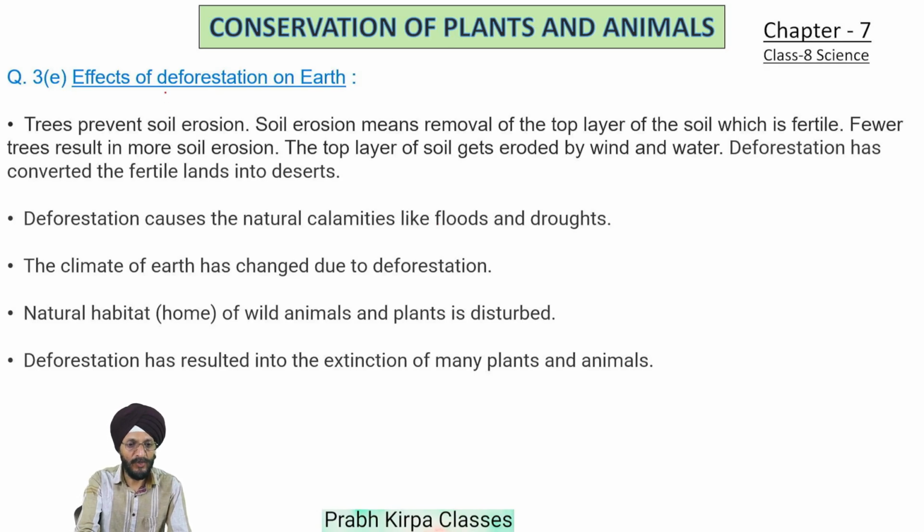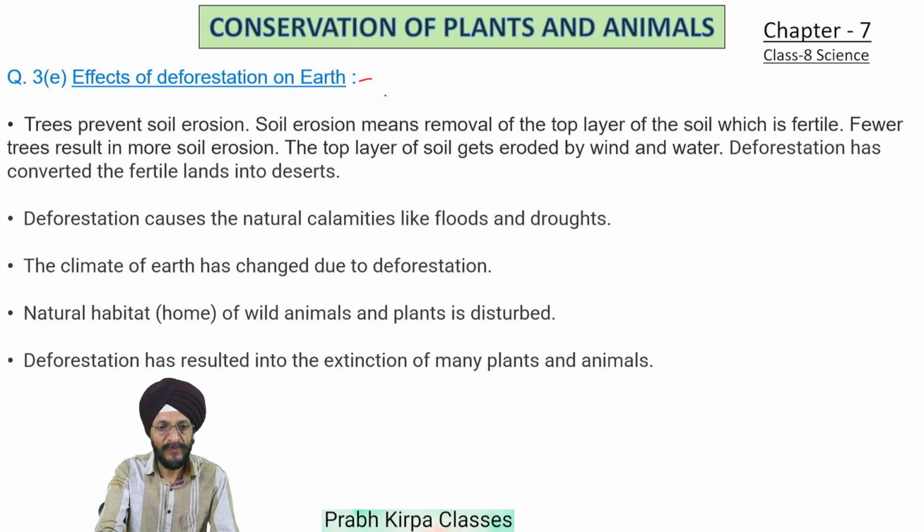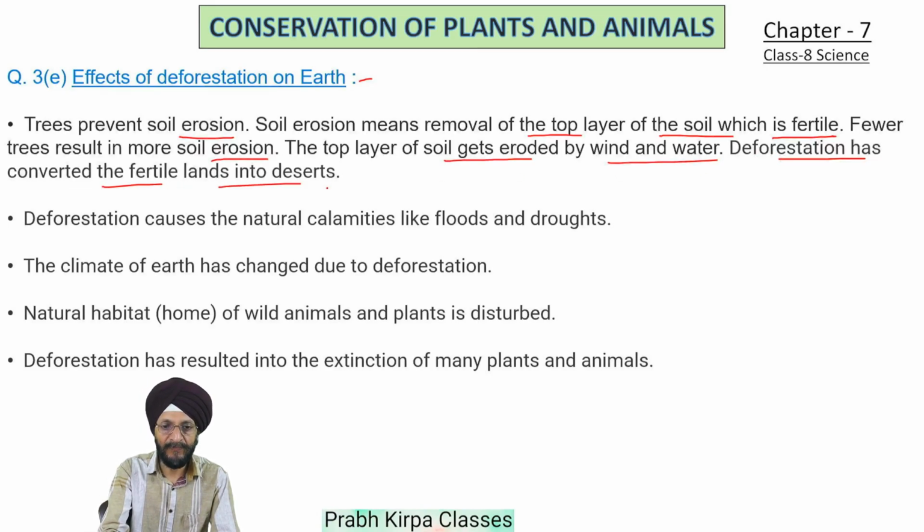Now, question 3E, effects of deforestation on earth. First, trees prevent soil erosion. Soil erosion means removal of the top layer of the soil which is fertile. Fewer trees result in more soil erosion. The top layer of the soil gets eroded by wind and water. Deforestation has converted fertile lands into deserts.